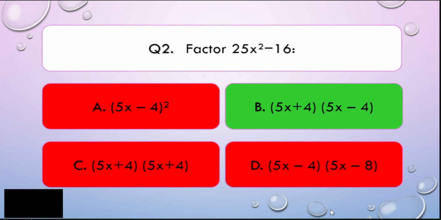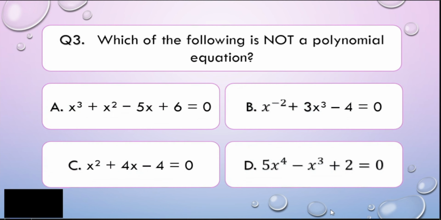Alright. Now, let us go to question number 3. Which of the following is not a polynomial function? Is it A, x cubed plus x squared minus 5x plus 6 is equal to 0? B, x to the power of negative 2 plus 3x cubed minus 4 is equal to 0? C, x squared plus 4x minus 4 is equal to 0? Or letter D, 5x to the 4th power minus x cubed plus 2 is equal to 0. I'll give you 5 seconds to think about your answer.